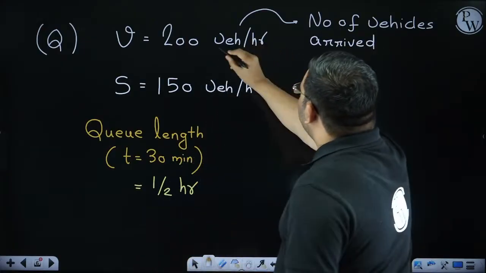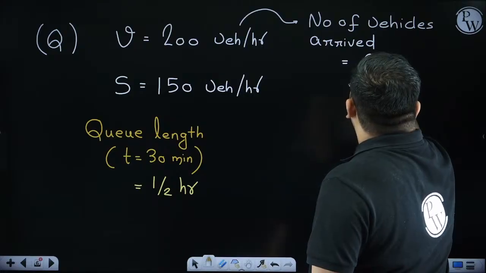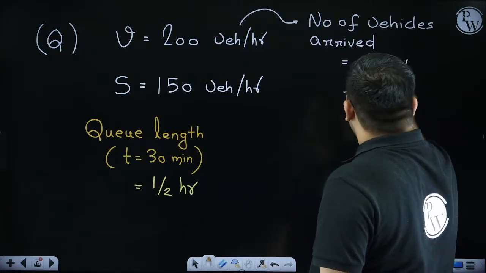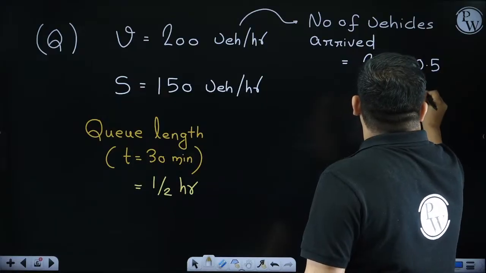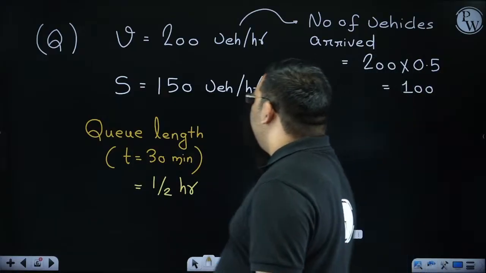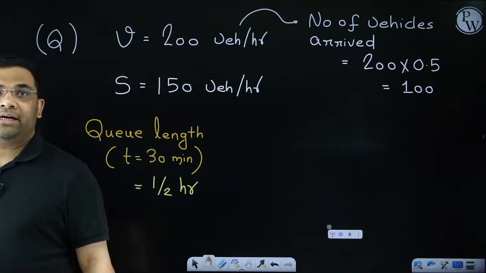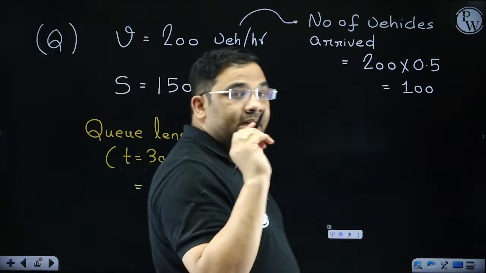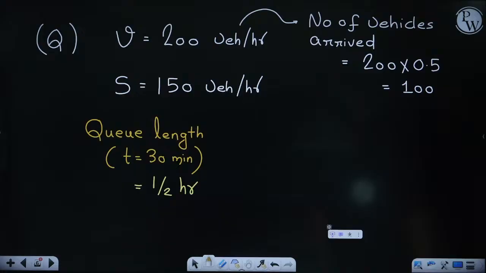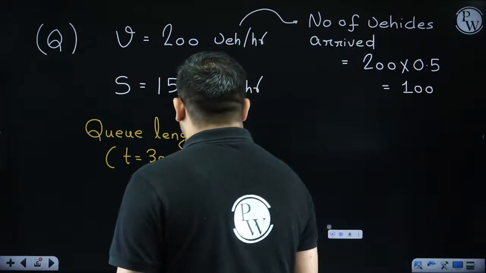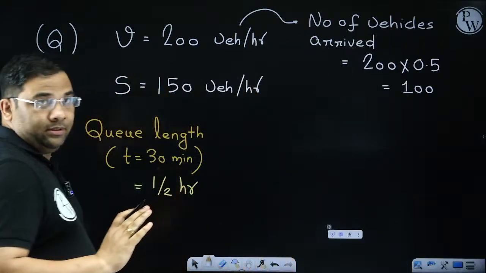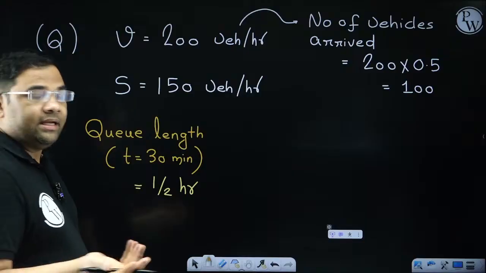the arrival rate is 200. So 200 in half an hour, it will be how many vehicles? It will be 100 vehicles that have arrived in that half an hour or 30 minutes, right? How did I get it? The arrival rate is 200 multiplied by the time 0.5 hour. So I got the number of vehicles arrived.